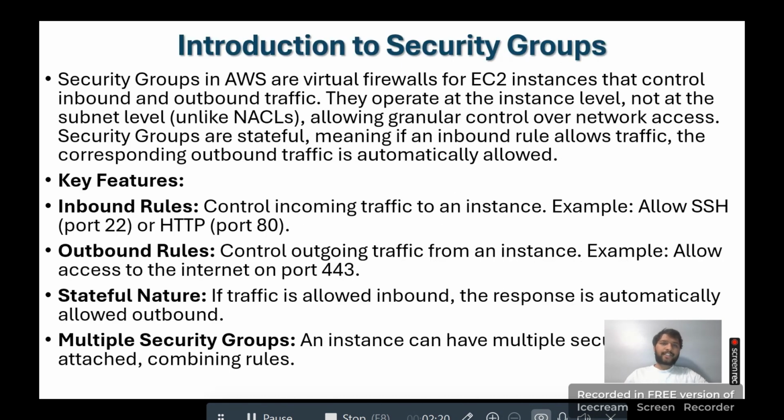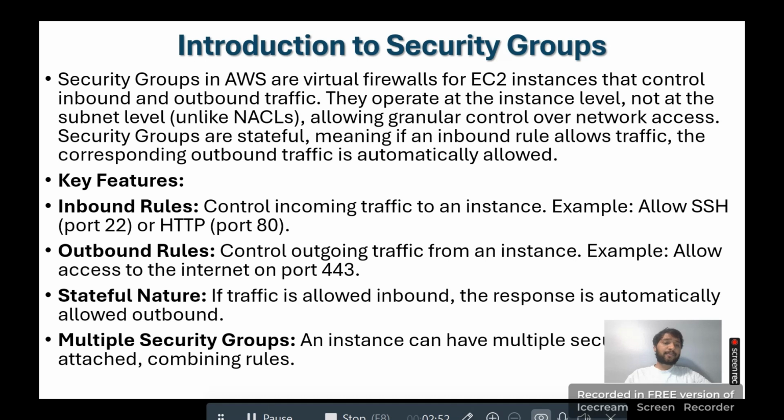Now next is an introduction to security groups. Security groups in AWS are virtual firewalls for EC2 instances that control inbound and outbound traffic. They operate at the instance level, not at the subnet level, allowing granular control over network access. Security groups are stateful, meaning if an inbound rule allows traffic, the corresponding outbound traffic is automatically allowed.